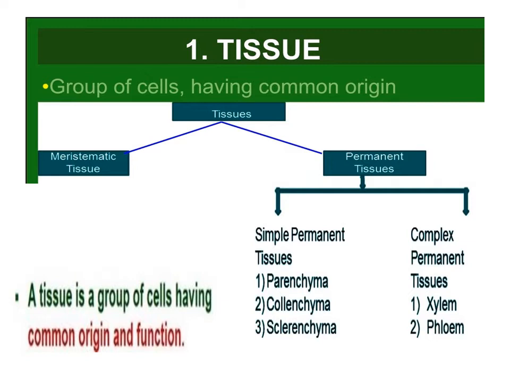Permanent tissue is classified further into simple permanent tissue and complex permanent tissue. Simple permanent tissues are parenchyma, collenchyma, and sclerenchyma. Complex permanent tissues are xylem and phloem.